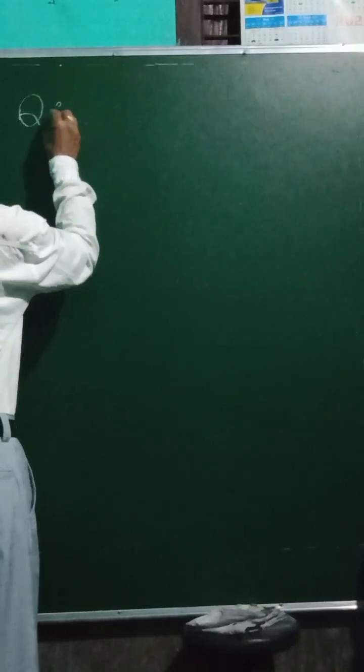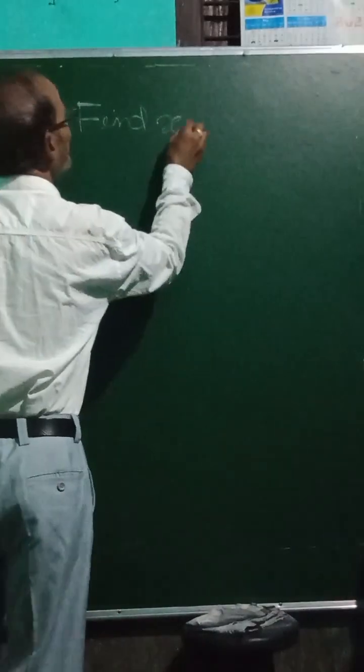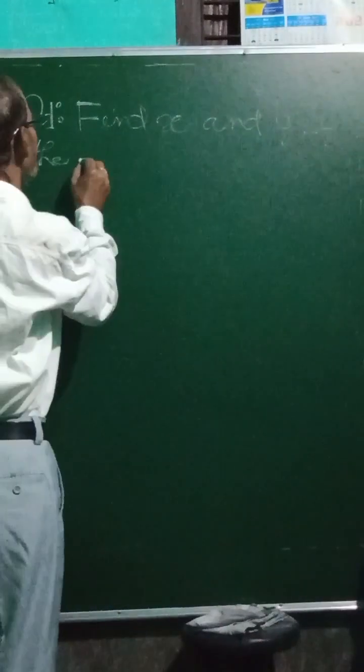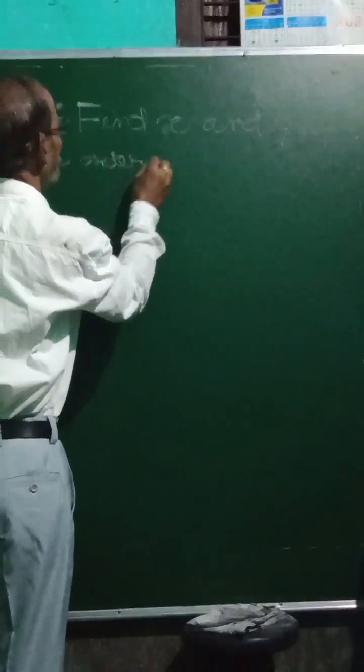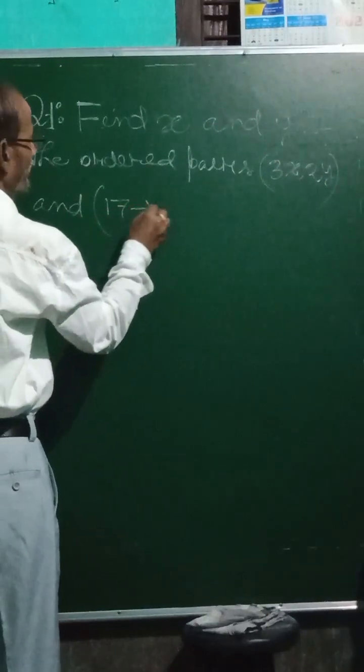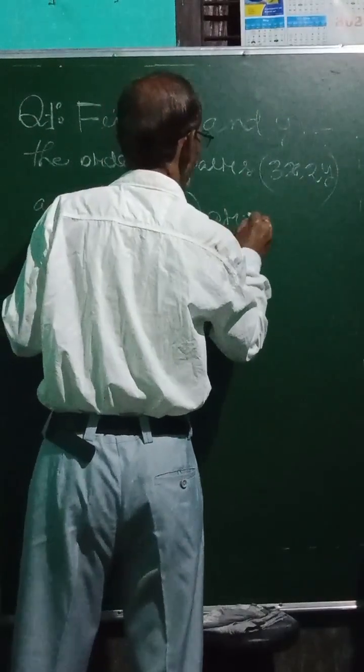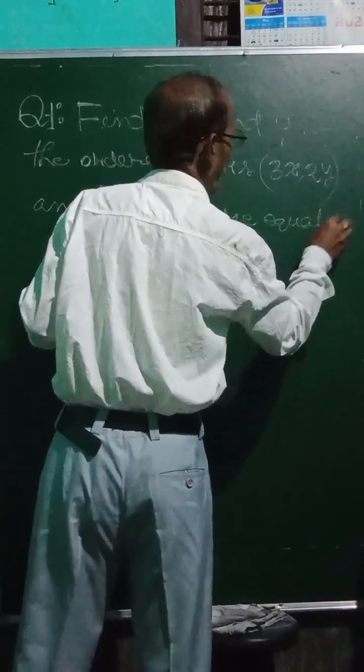We are going to end lecture 1 today by taking question 1. Whatever we have learned so far, let us solve a problem using that knowledge. Find x and y if the ordered pairs (3x, 2y) and (17 minus y, 10) are equal.